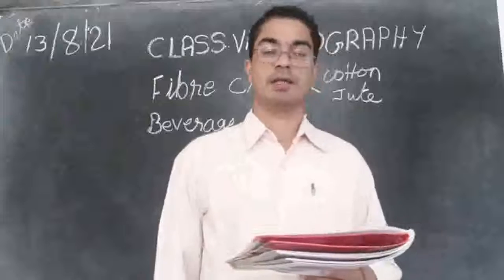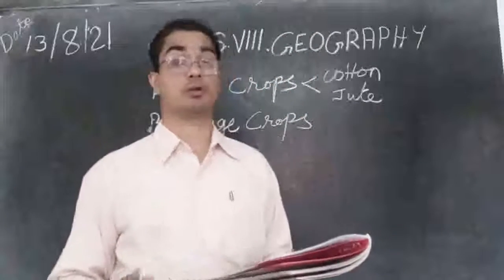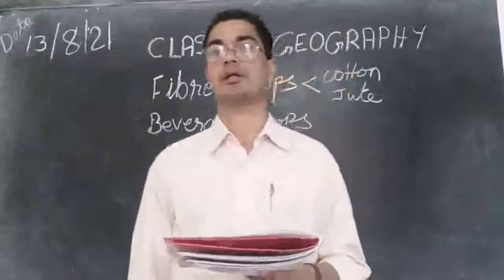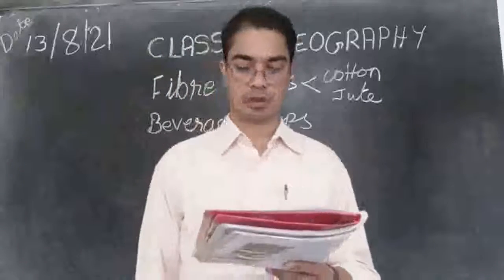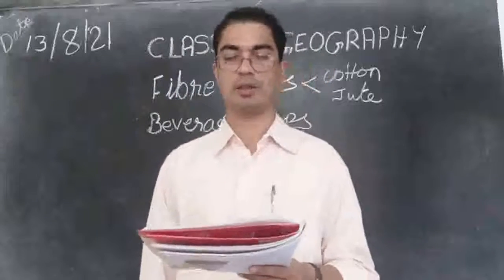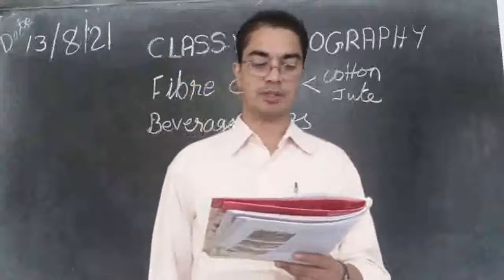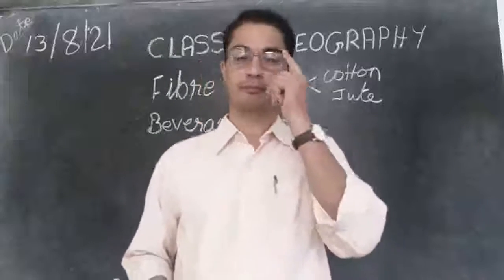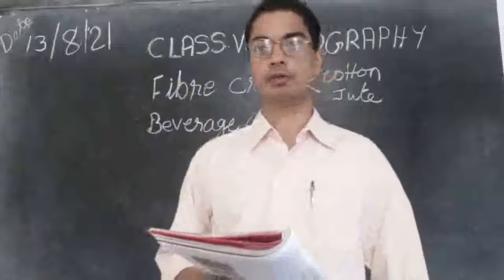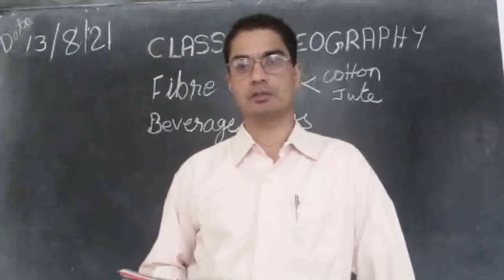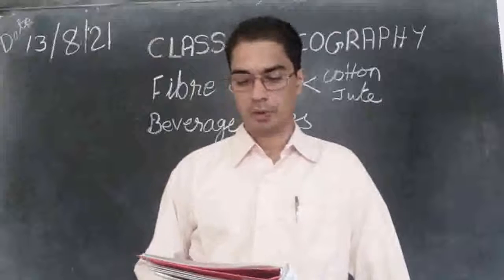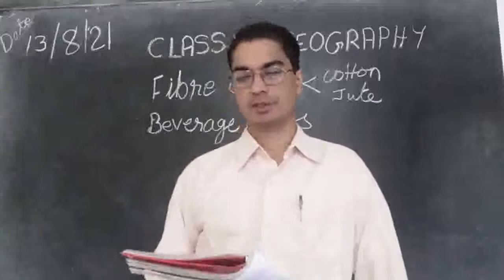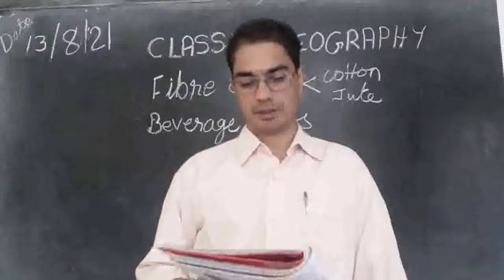Then let us see which countries are very good for growing cotton. China is leading. China is the country that produces the most cotton. Then USA, India, Pakistan, Brazil, and Egypt are the leading producers of cotton. So let's say once again: China, USA, India, Pakistan, Brazil and Egypt. These are the important producing countries.